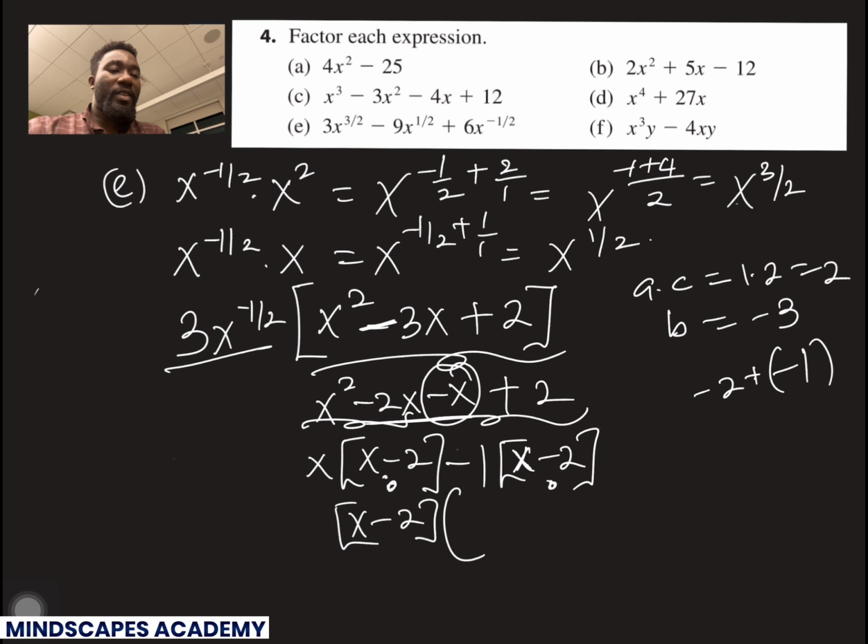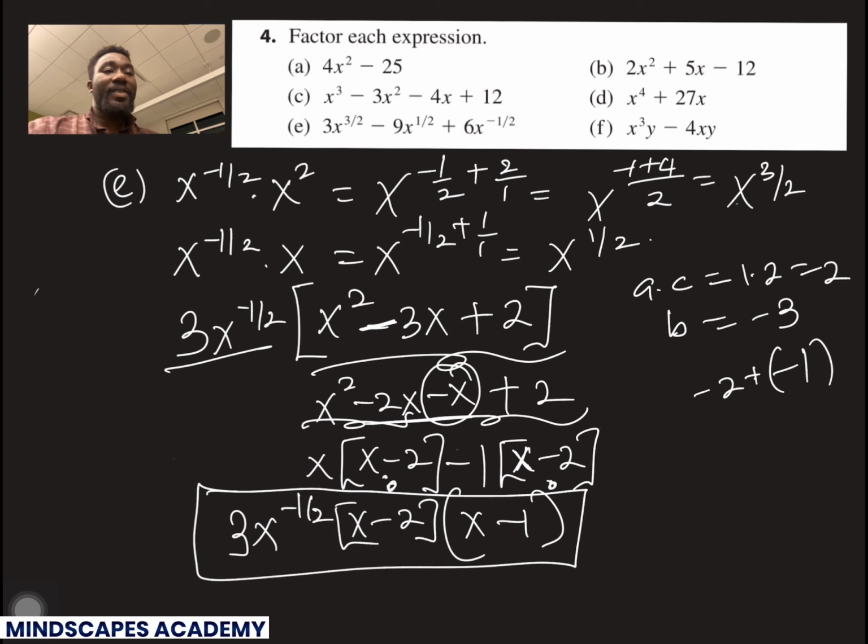Then what do you have? When you take x minus 2 here, you're left with x. When you take x minus 2 here, you're left with negative 1. So, and our answer, you bring down this. So this is our answer. So that is the factor for this expression.